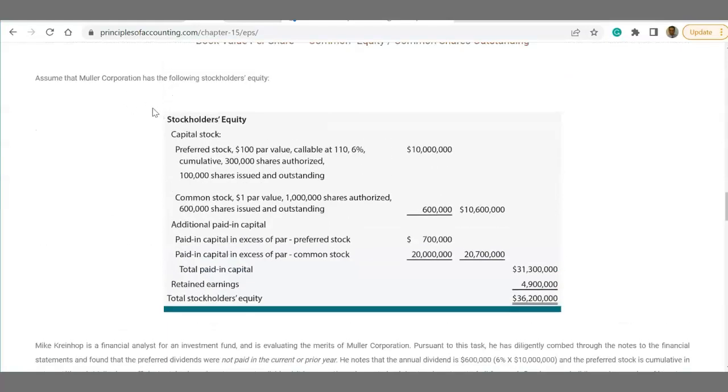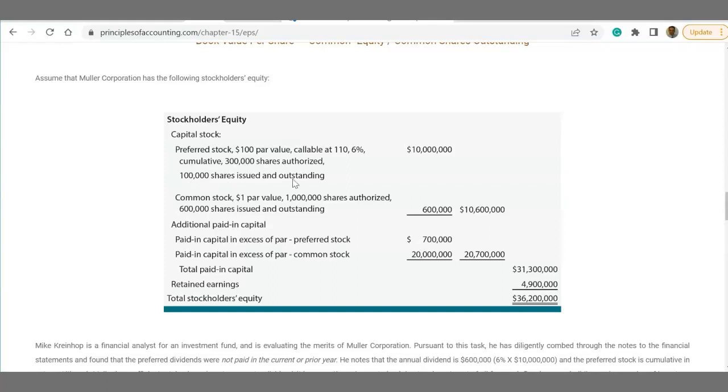So the Mueller Corporation has capital stock of preferred and common stock. The preferred stock has $100 par value, callable at 110, and a 6% cumulative dividend that needs to be paid. Cumulative means if they miss one year, the next year they have to pay for both years. 300 shares are authorized.